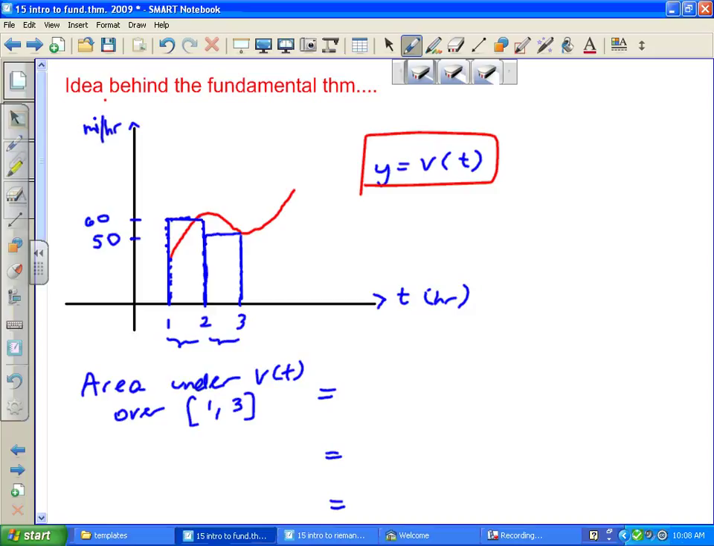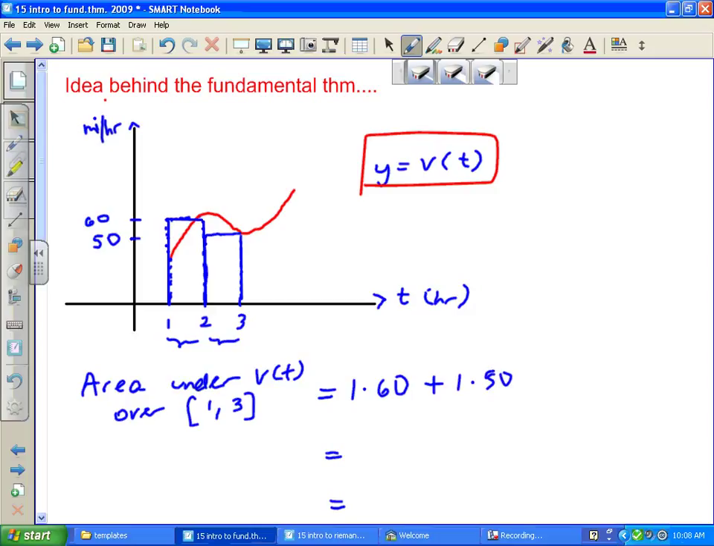Well, I did 2 rectangles there. You could put, of course, more rectangles. First, let's go 1 rectangle at a time. What is the area of the first rectangle? The base is how many units? The base is 1. And the height is, assume it's right at 60. So the height is 60. So that's the area of the first rectangle. What is the area of the second rectangle? The base is 1 and the height is 50.